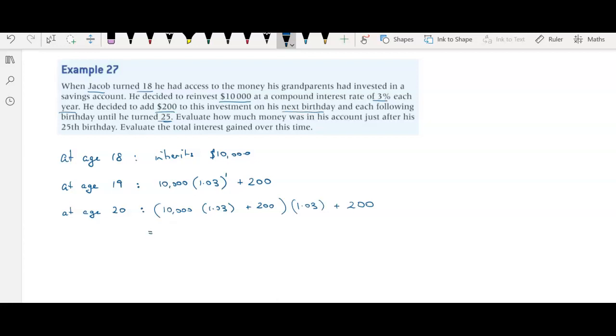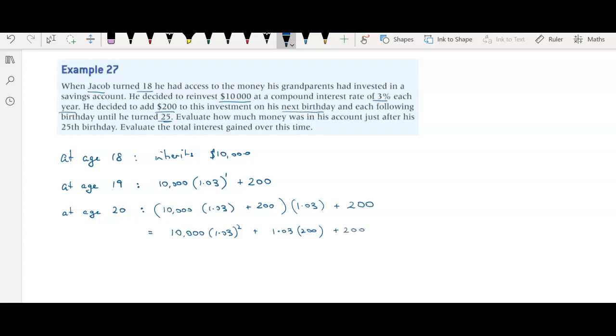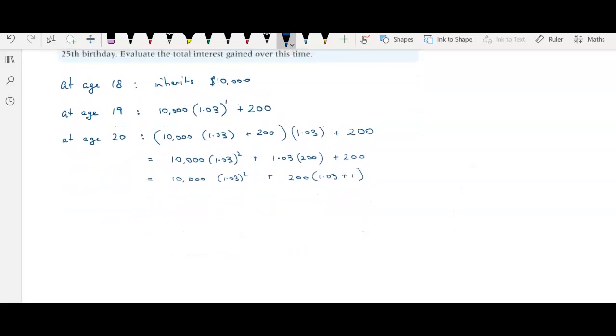So let's just tidy this up a bit. I can see a 1.03 needs to be distributed through this bracket. It also gets the treatment there, 1.03 by 200. And then I've got this plus 200 sitting on the end here. Now, I reckon I can just do a little bit more here. So let's just play this out one more spot, perhaps. Looks like I've got 200 as a common factor, doesn't it? Right, 1.03 plus 1. All right, does that look better? So there's my simplified version at age 20.